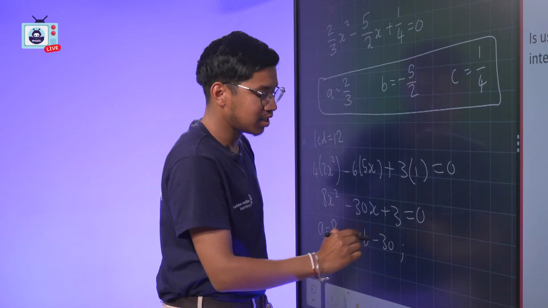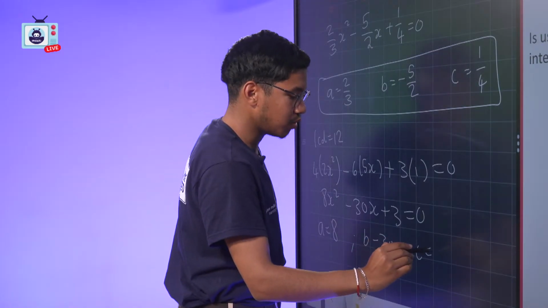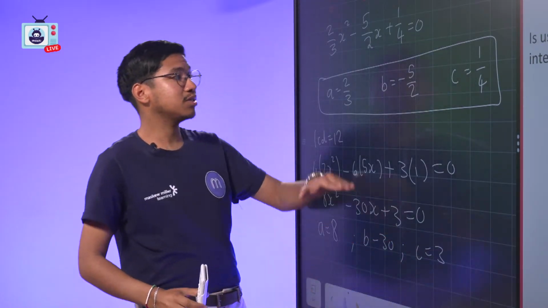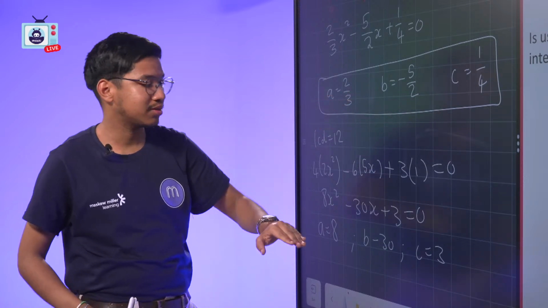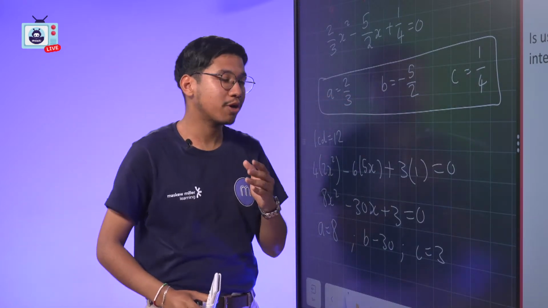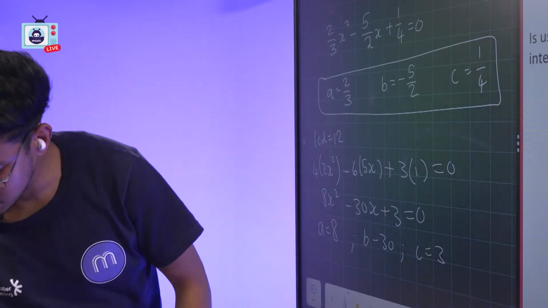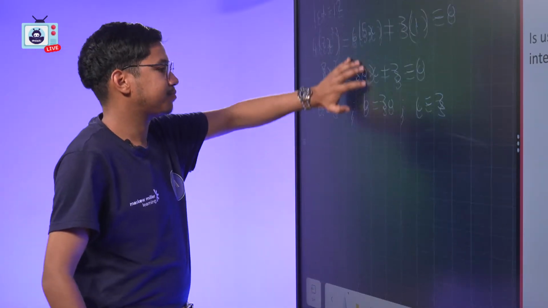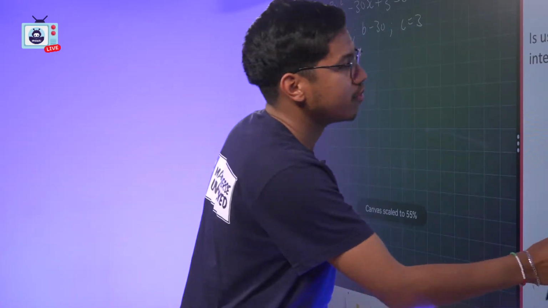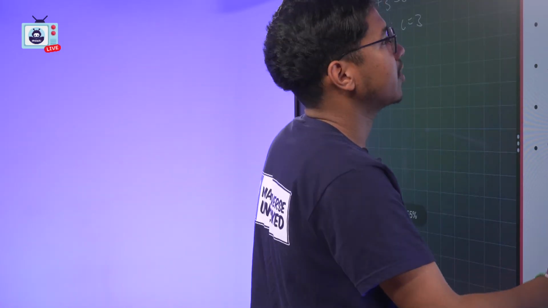And then c is my constant term. C will be equal to 3. If I use these fractions, I will get the same answer, but I just think it will be so much easier for me to get rid of the fraction and to substitute that into it, okay? Right. That is the quadratic formula. You will see it a lot, okay?